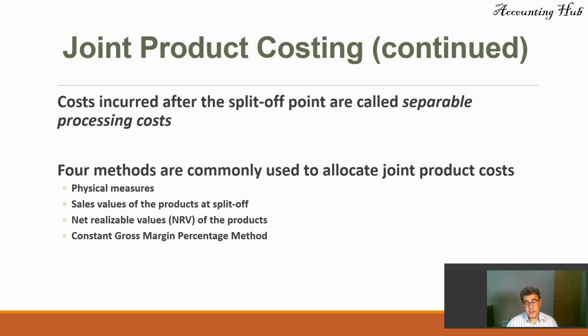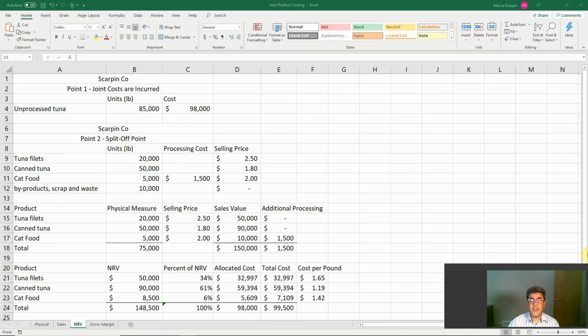We have four methods. So we have four videos here, one for each method, and they are all in our video description. We have physical measures, sales values, and the most used one, that is this video, net realizable values, or NRV, of the products, and the last one, constant cost margin percentage method. So let's go to our Excel file.